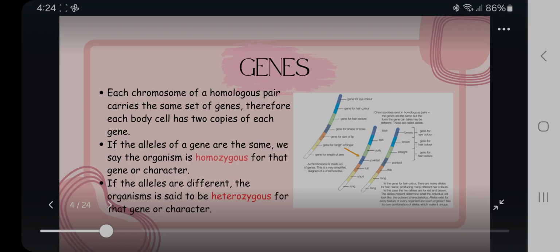Now, each chromosome of a homologous pair carries the same set of genes. Therefore, each body cell has two copies of each gene. It sounds confusing, but when you look at the diagram, it actually makes sense. It's not too clear right now, but if you zoom in a bit, we can see that there are different sections in the chromosomes being shown below.